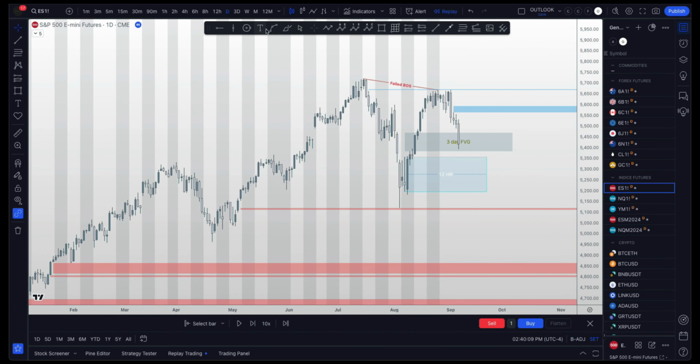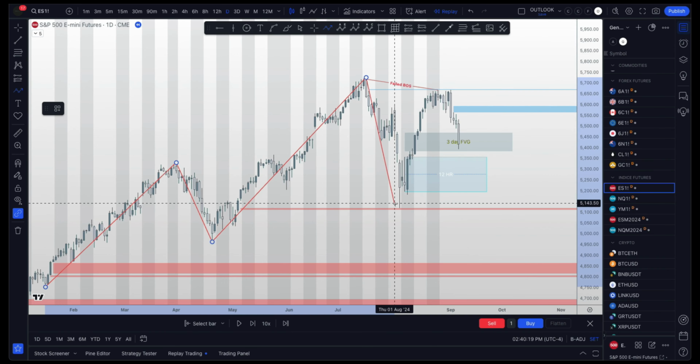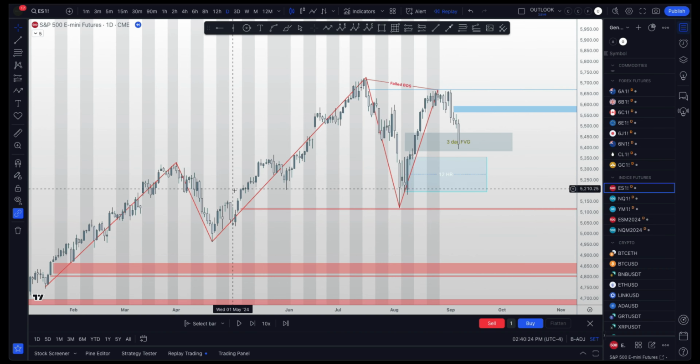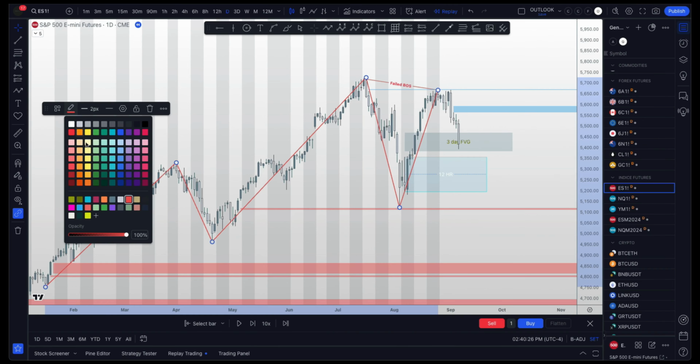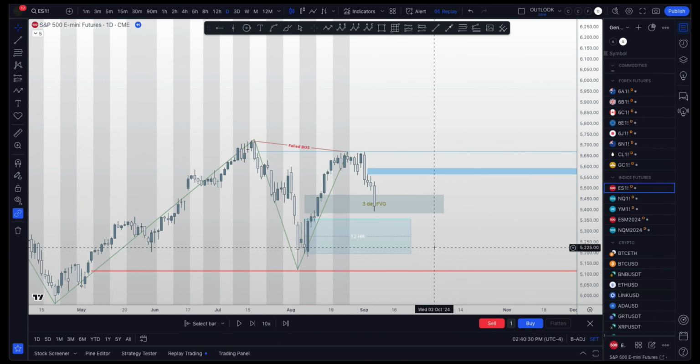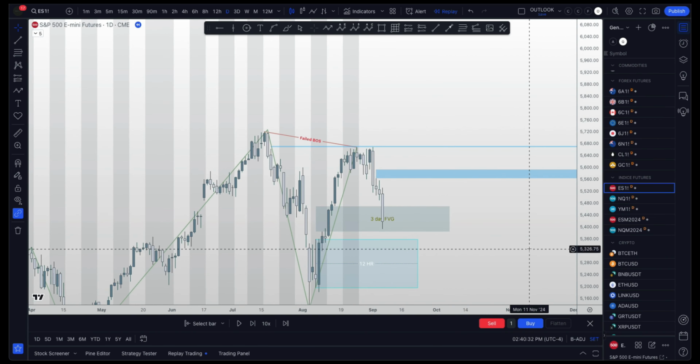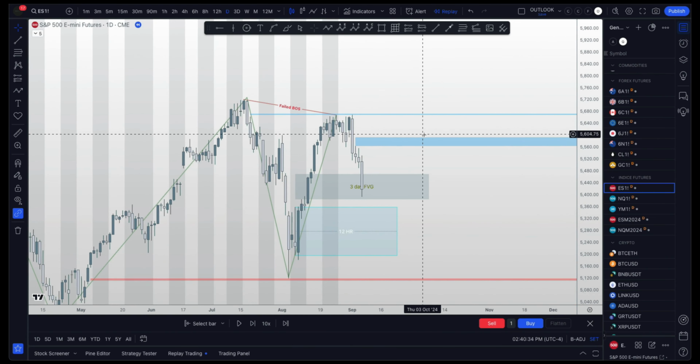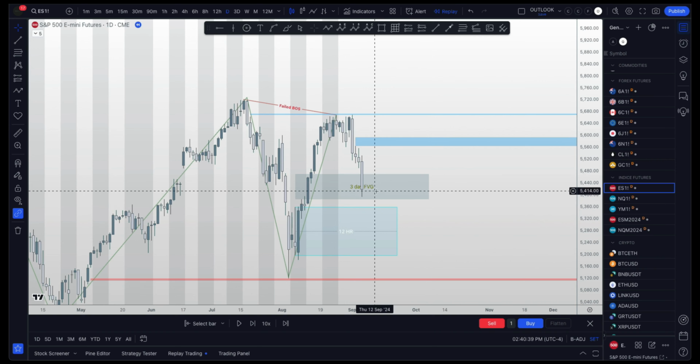But what does type 1 structure say? I don't really zoom out too much for my type 1 structure, although you can. Let's see, we got movement up, down. I would say this is more of a, there you go. And then we had a fail structure. So now we're just waiting to see what price is going to do. The only thing telling me that we're going to be bearish is this failed break of structure. But we have a fair value gap here, and then we have an order block here.